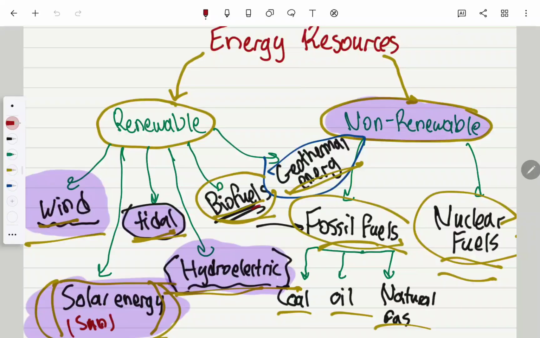Moving on to the next one, we're going to talk about biofuels. Okay, biofuels are very reliable because you can store them, the plants that you need to burn. And they're very healthy for the environment. The only issue they have is they don't release a lot of heat energy. If you compare them to something such as fossil fuels, fossil fuels release a lot of heat energy, but biofuels do not as much.